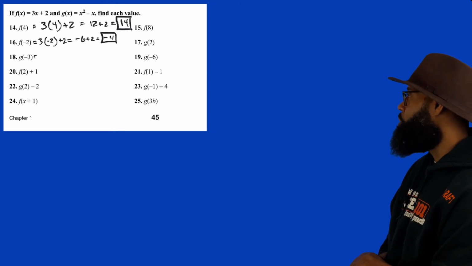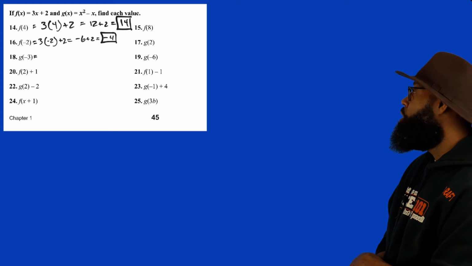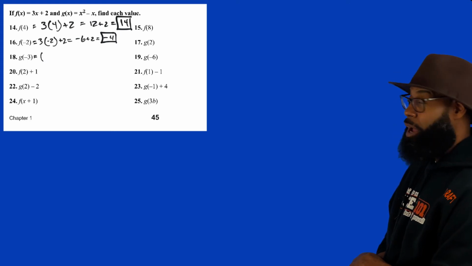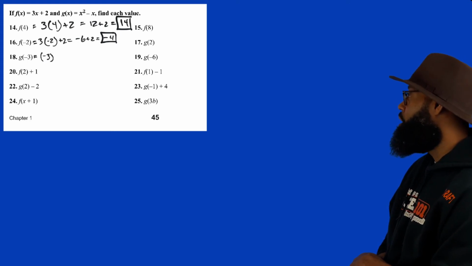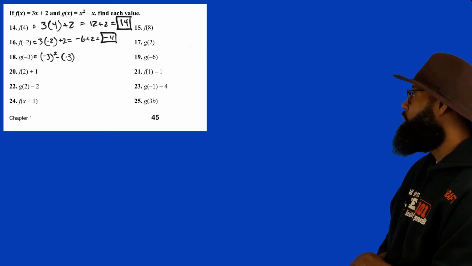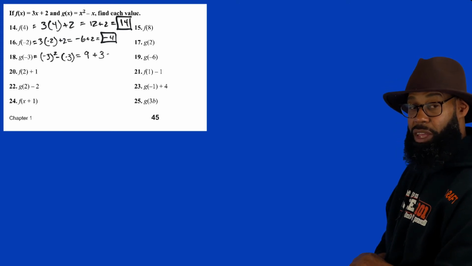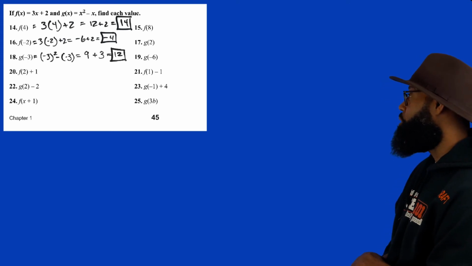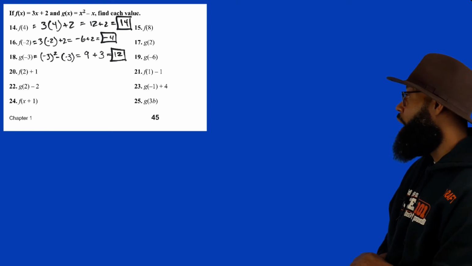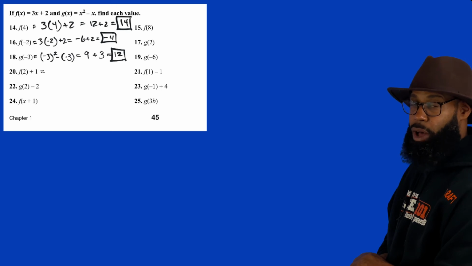So the same process, but now with g, I've got a different expression inside of that function. G of -3 is equal to x squared minus x. So parentheses, -3 squared minus parentheses, -3. So in this case, guys, nothing different, just a different plug-in to take care of. -3 times -3 gives me positive 9. And of course, a negative of -3 is positive 3. So 9 plus 3 gives me that 12.